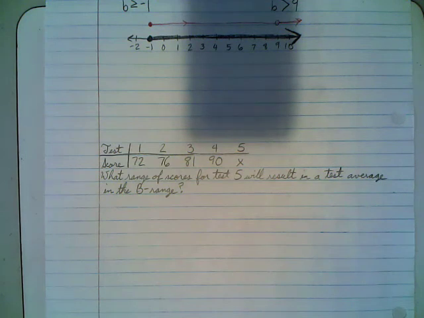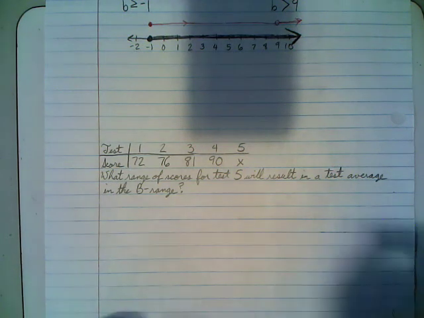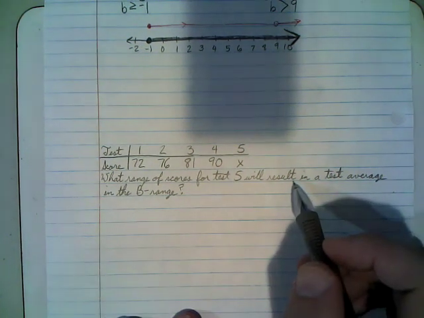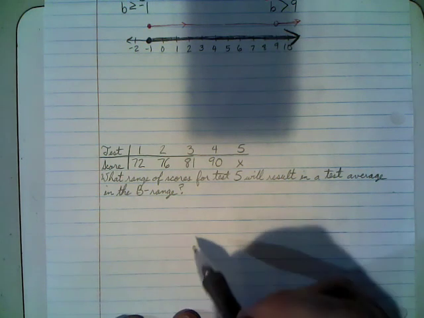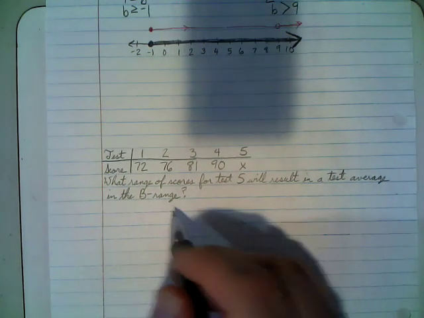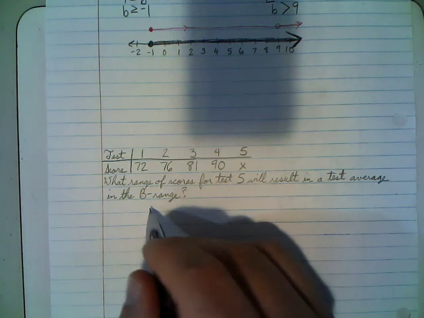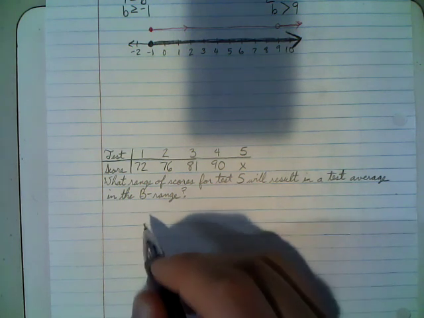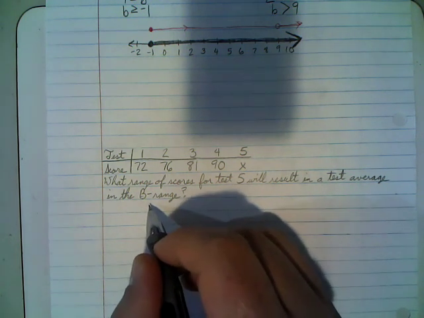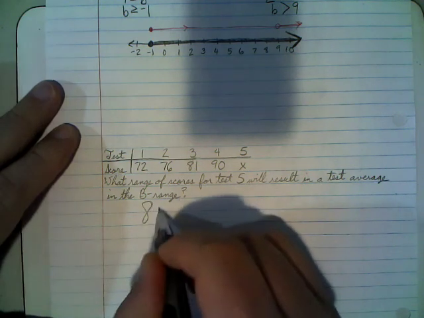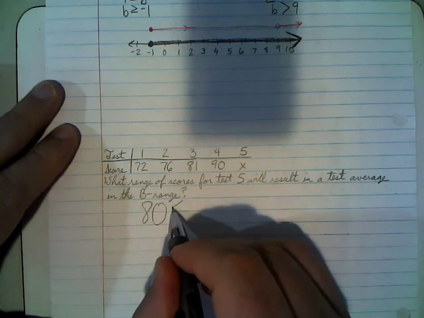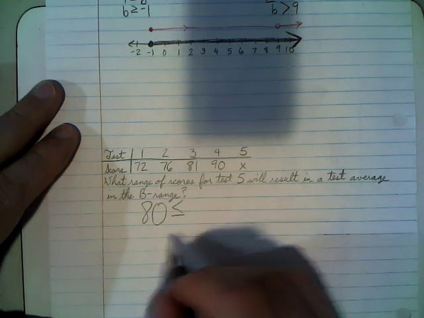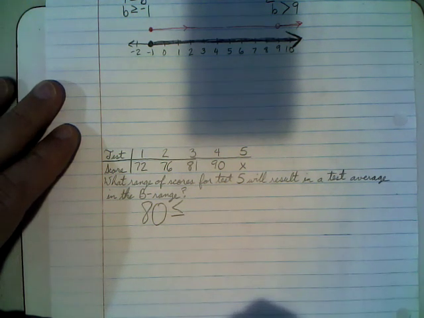So I want to know, what can that fifth test be in order to still be in the B range for our test average? So we're going to create a compound inequality for this. In order for the average to be in the B range, I'm going to do this double big so it just really stands out here. We need a score that is at least 80%, or an average that's at least 80%. So 80% is going to be less than or equal to my average. That's what I need to be in the B range.